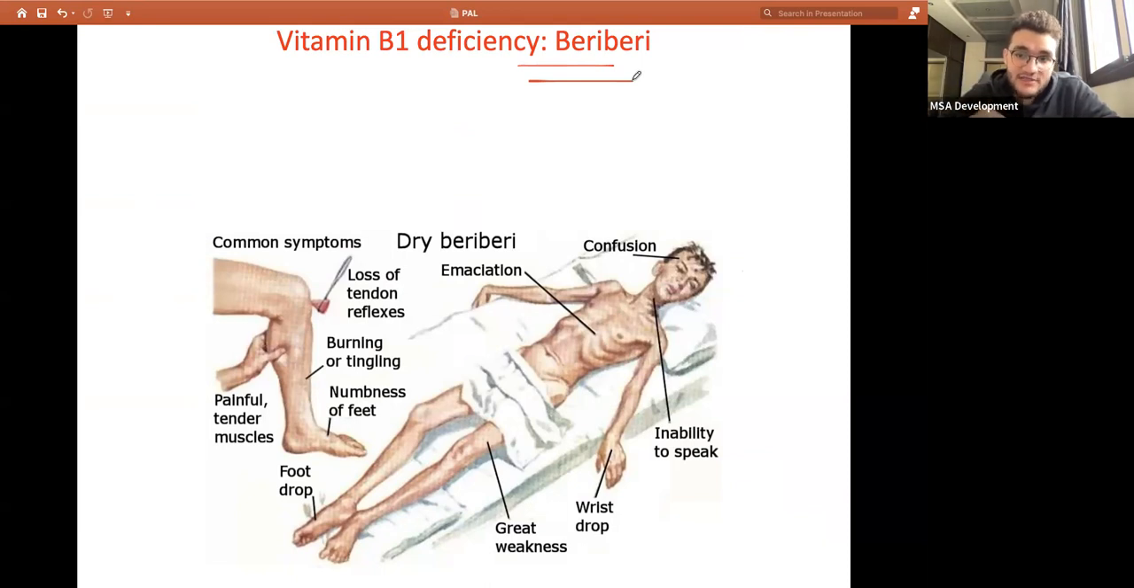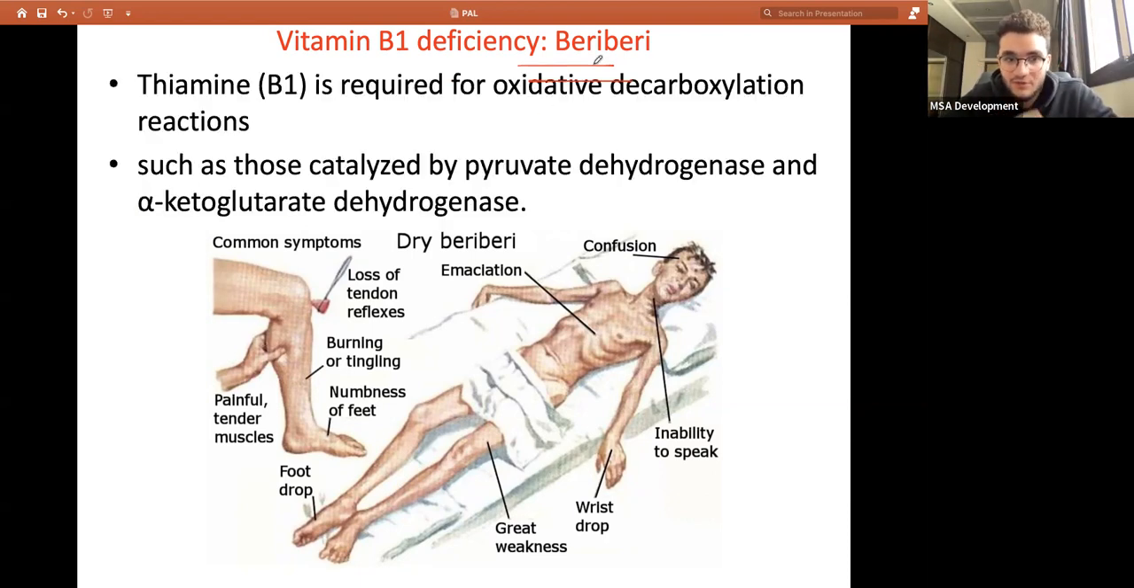And in this case, because alpha ketoglutarate dehydrogenase also depends on the 5 coenzymes, it's also not going to work. So we have to correlate these two steps, alpha ketoglutarate as well as pyruvate dehydrogenase. Beriberi obviously affects both. All right, and that's pretty much it for this slide.